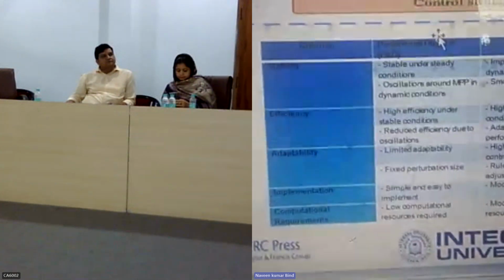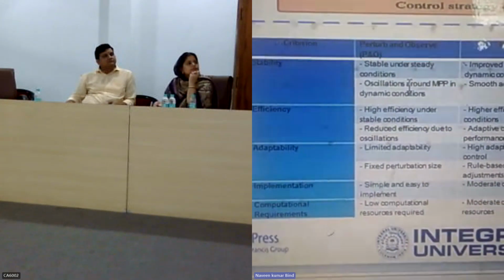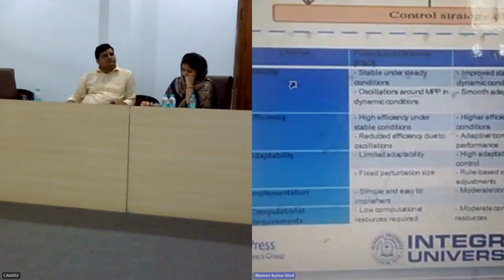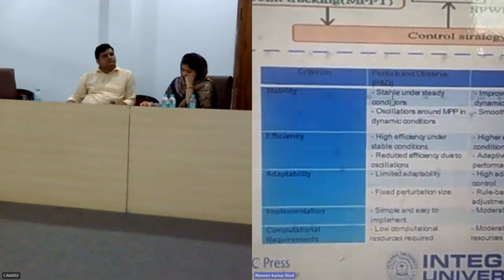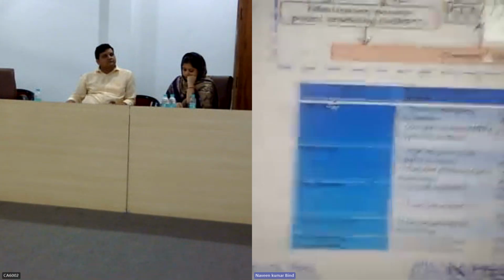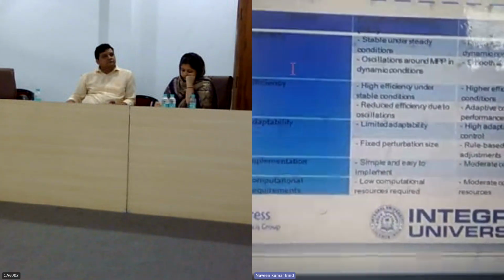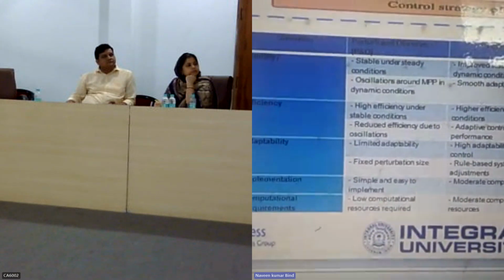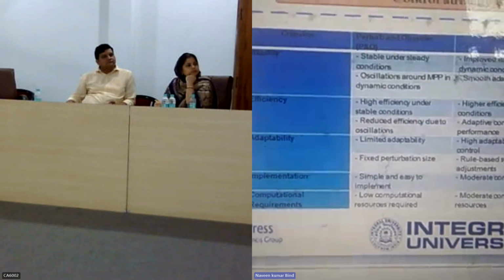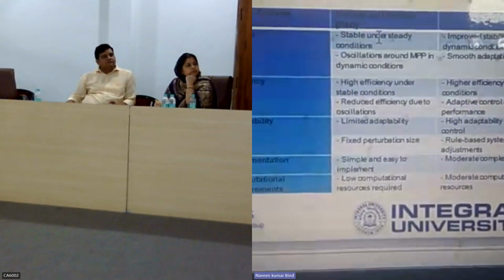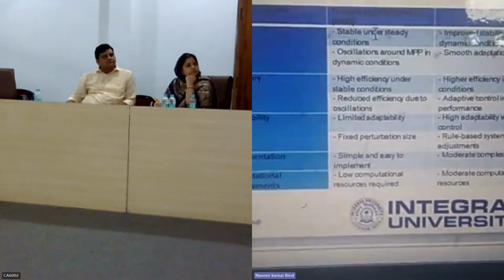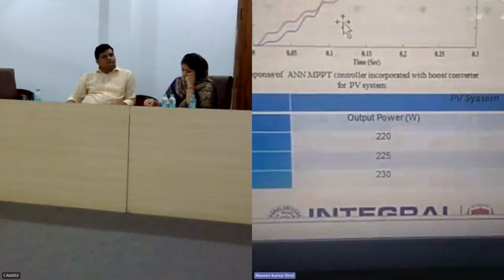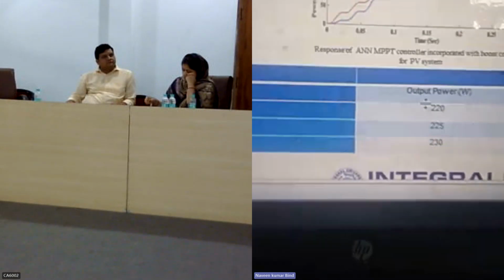There are some algorithms, such as P&O, fuzzy logic, NN, incremental conductance. I have compared three of them, that means P&O, fuzzy logic, and NN. There are some criteria like stability, efficiency, adaptability, implementation, and computational requirement. Upon these criteria, the performance of this photovoltaic system is prepared for all three algorithms, that is P&O, fuzzy logic, and NN.